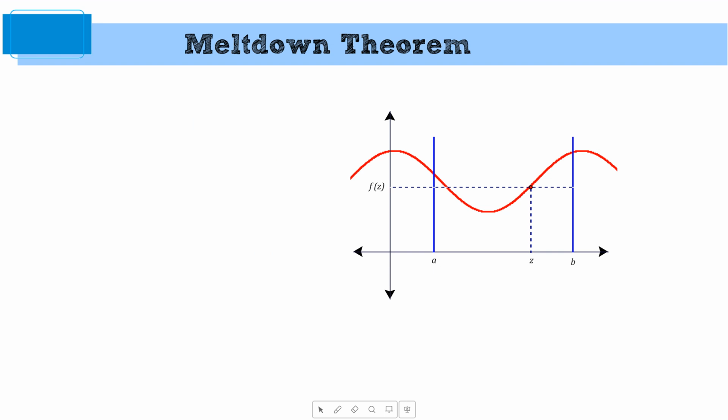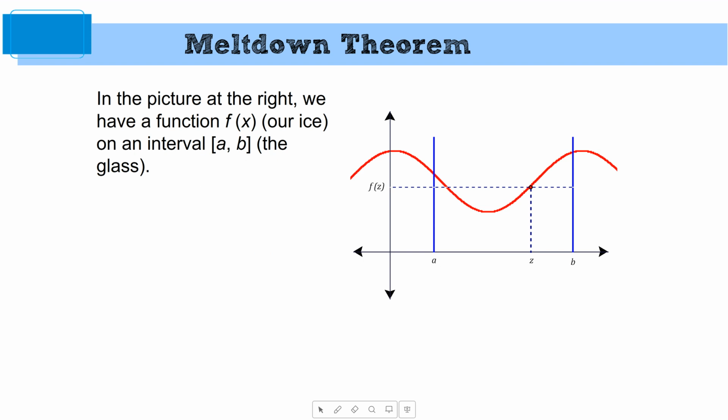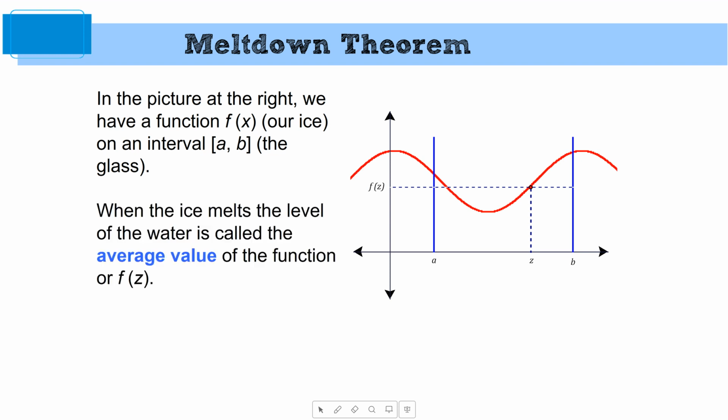So here's my function. It doesn't matter what it is. But the function is considered the ice. So the red is the scraggly ice in the cup. The cup would be the glass, the interval A and B. So the blue vertical bars are the sides of the glass, and the red is the function inside the glass. As that thing melts, it will level out at a certain point. That leveling out point is what's called the average value, and it's commonly referred to as f of z.